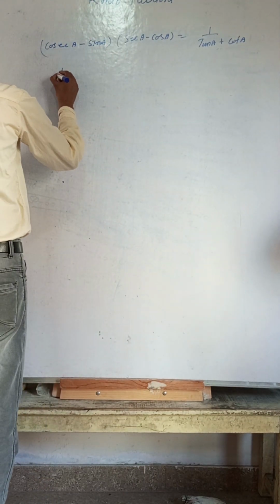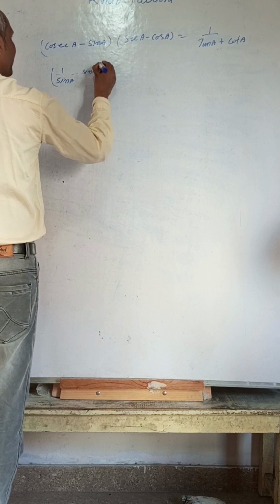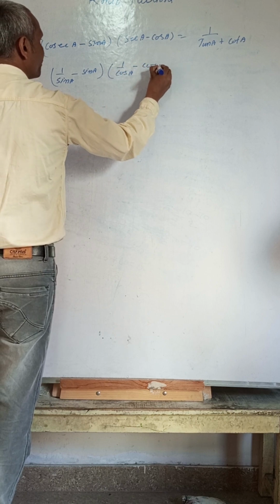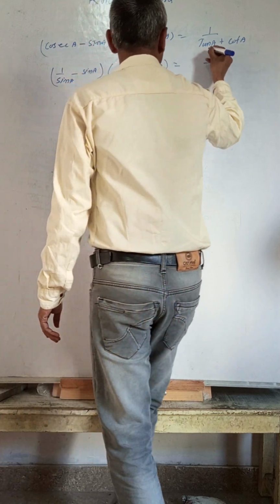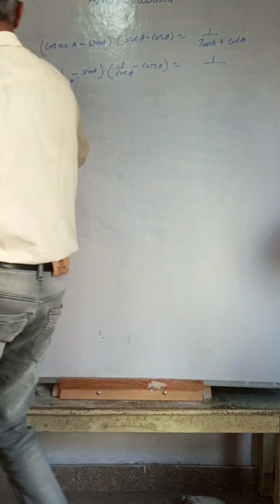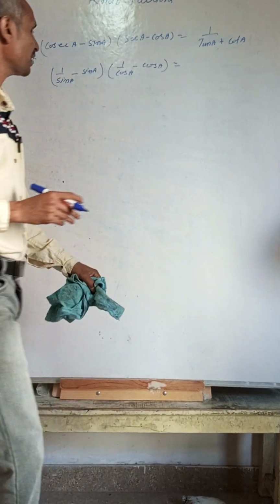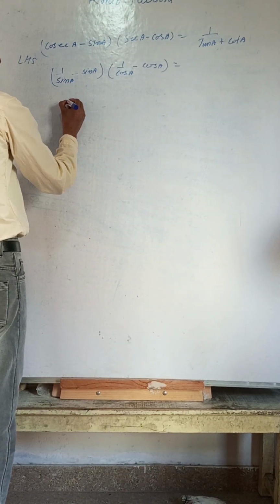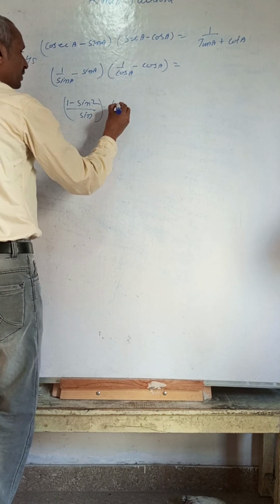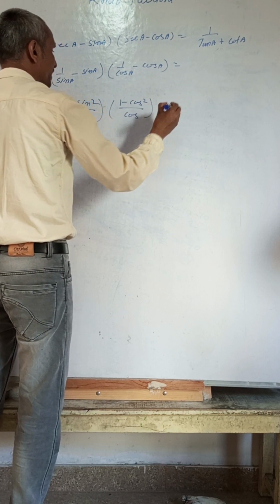So we can write (1 by sin A minus sin A) into (1 by cos A minus cos A), which is equal to 1 by (tan A plus cot A). Cosec is 1 by sin and sec is 1 by cos. Let us take the LHS first. Taking the LCM, we get (1 minus sin square A) by sin A, and on this side (1 minus cos square A) by cos A.